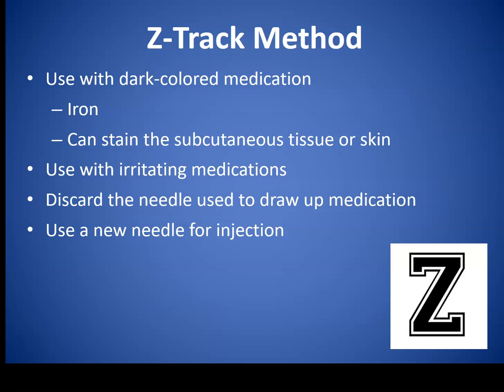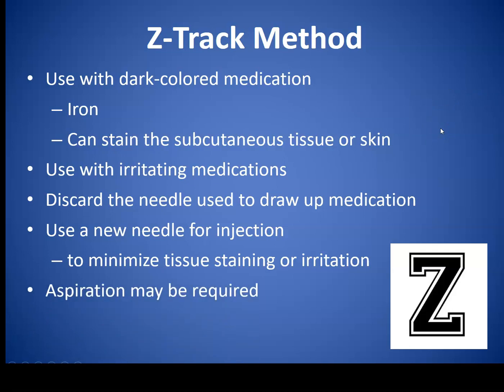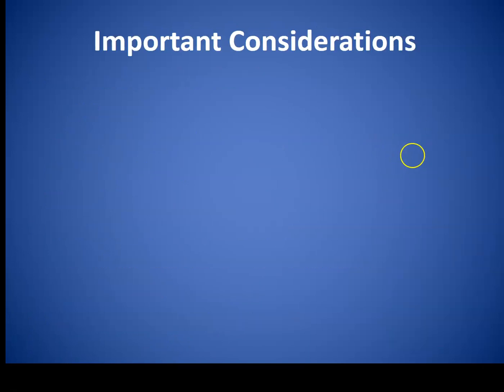Why do we think that would be? Right, because the needle that's used to draw up the medication is still going to have that medication inside it as well as on the tip and the bevel. So it'll still get into that tissue that we don't want it to get into. So that's why we use a fresh needle to minimize any staining or irritation. Aspiration will likely not be required because this would not be a vaccine or an immunization that we're giving via the Z-track method. And you never want to massage the injection site because that will encourage that fluid to leak out, which is exactly what we don't want.